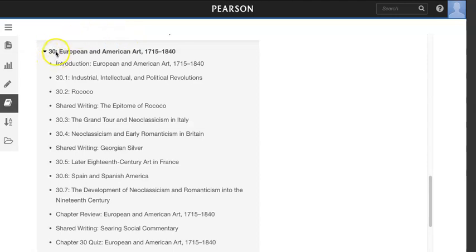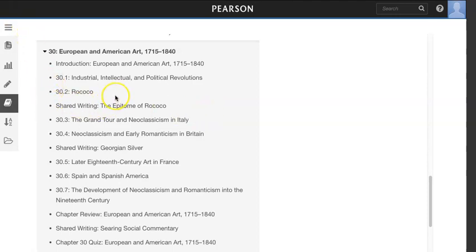This chapter 30, dealing with European and American art in mostly the 18th century, creeping into the first part of the 19th century, it's a wonderful chapter in terms of what you learn about. And it's kind of a mess of a chapter, a beast of a chapter in terms of the organization.